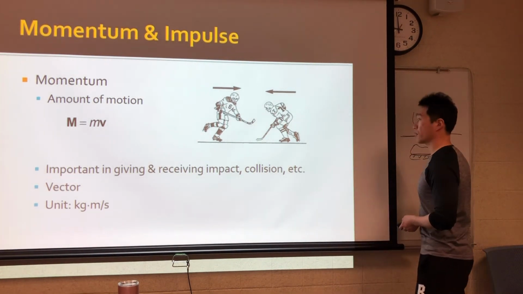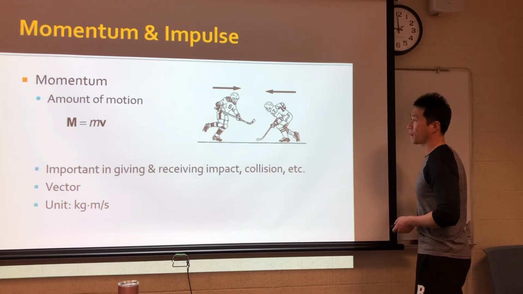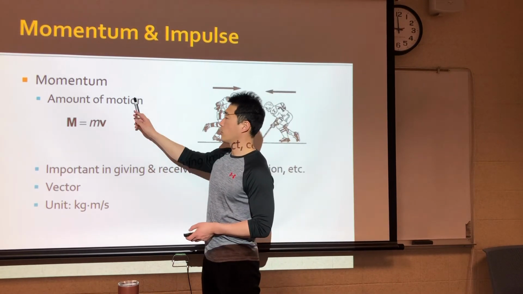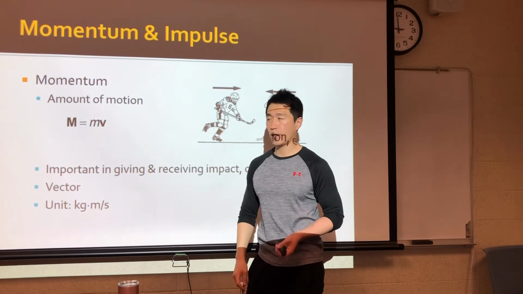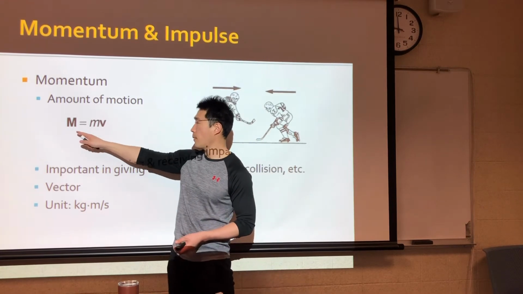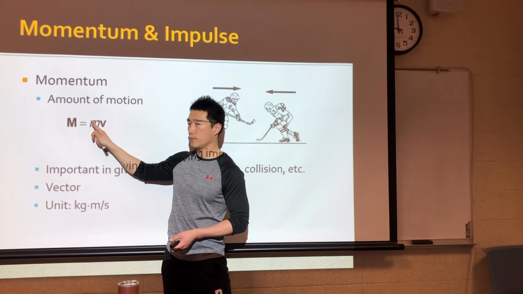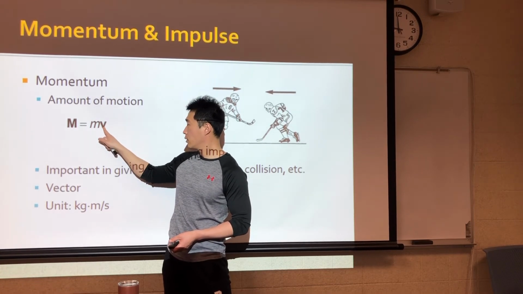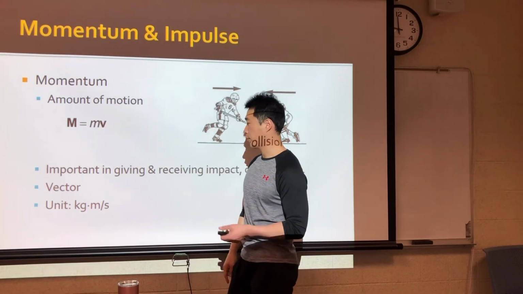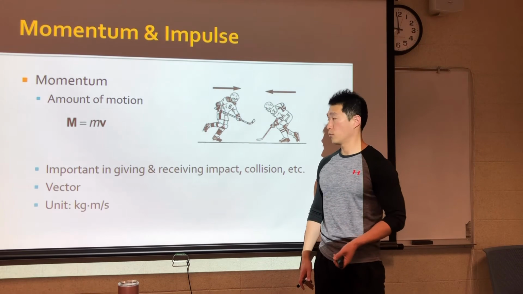So let's take a look at linear momentum first. Linear momentum is the amount of linear motion. You can quantify linear momentum by multiplying mass times velocity. Here capital M means the linear momentum, lowercase m is mass, and the bold v means velocity. Simply multiplying mass and velocity will give you the linear momentum.